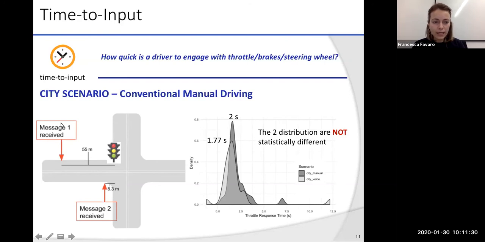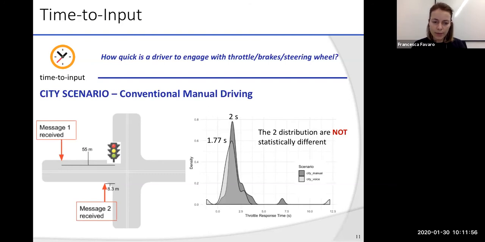Through that process, they received 2 texts, one far away from the traffic light and one while they were stopped at the traffic light. So I'm going to analyze the second one first. The car was stopped here at a red traffic light, and we were testing how quick they were in restarting the car, what is called time to throttle, after the light turned green.